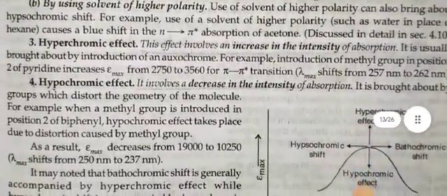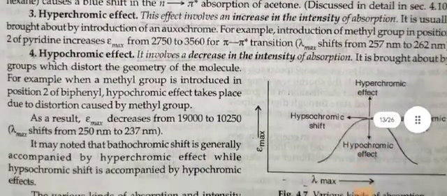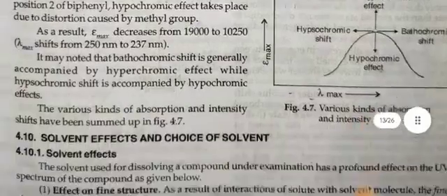Hyperchromic shift. This effect involves an increase in the intensity of absorption. Hypochromic shift. It involves a decrease in the intensity of absorption.